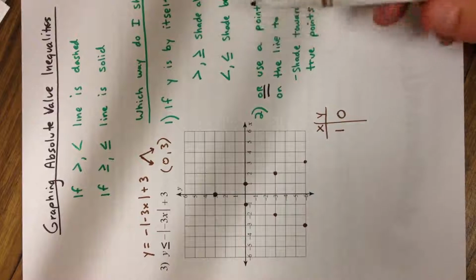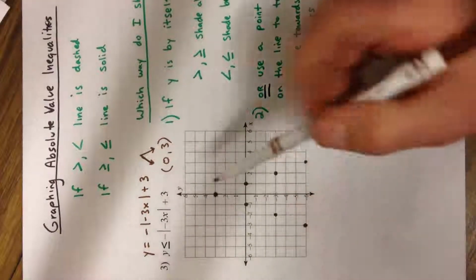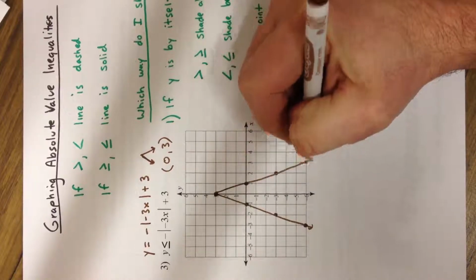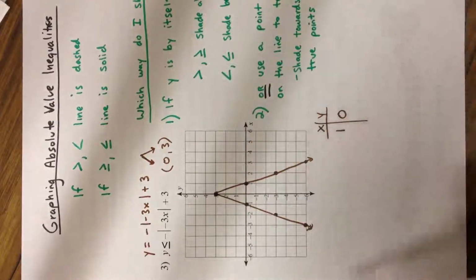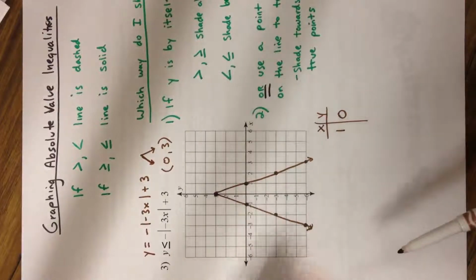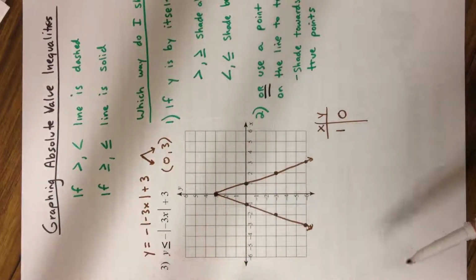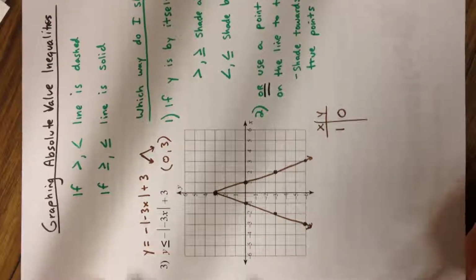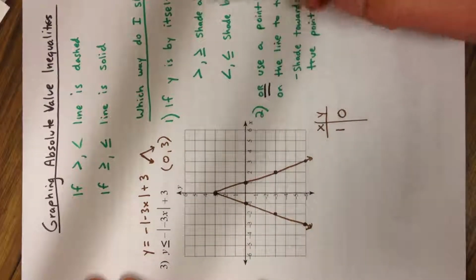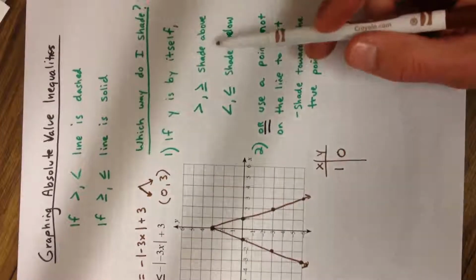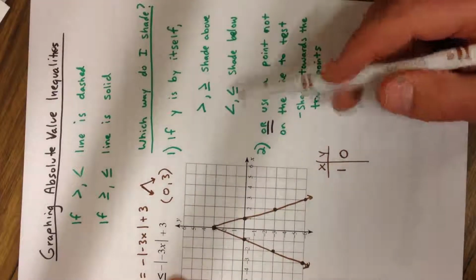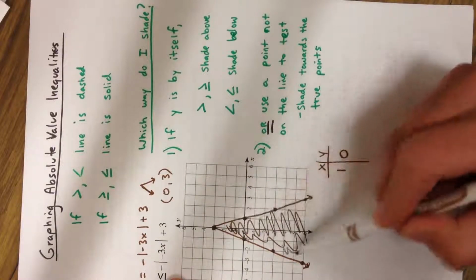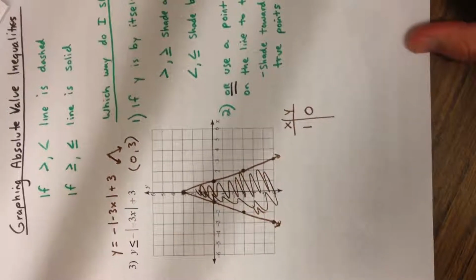So either way, since it can be equal to, this line is going to be solid. What that really means is that the points on the line make a true statement. So the points on the line are solutions to this inequality. Now, where are my other solutions? Well, if we go by this, where it says shade below and above, this is less than, so below this graph is right there.